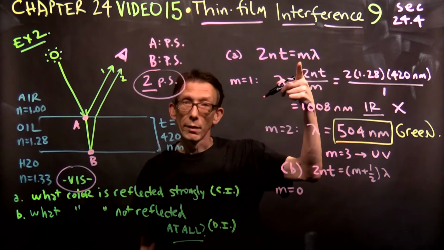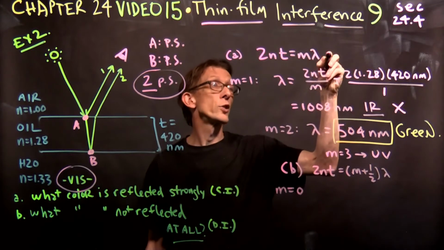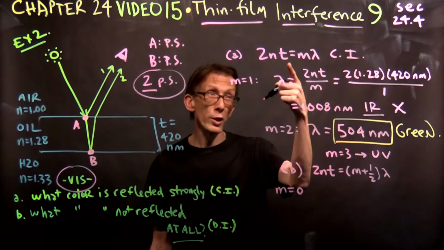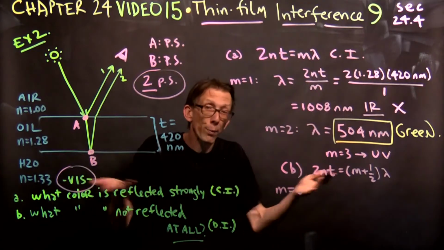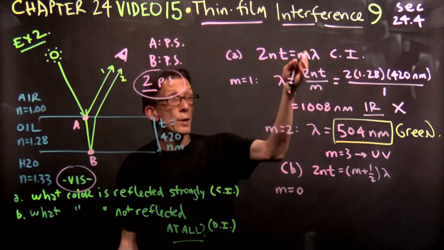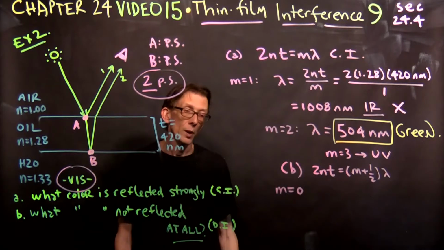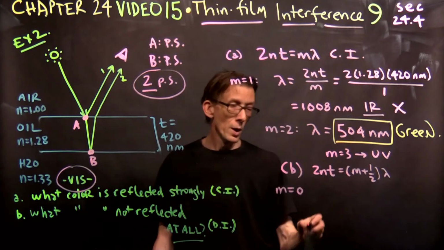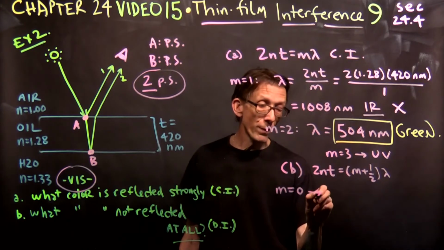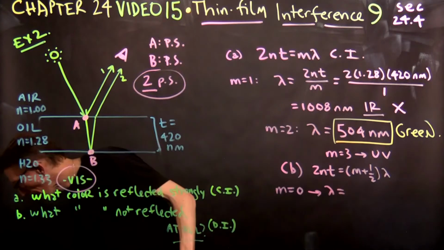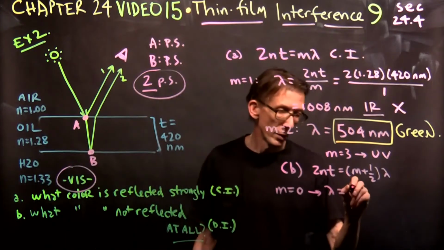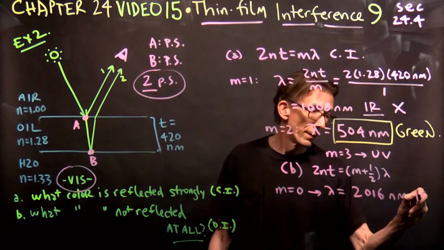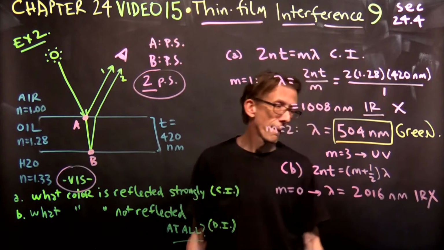This one doesn't, right? The condition for constructive interference doesn't make sense with m equals 0, because then you have 0 thickness, and you don't have a problem, right? If m is 0, then t is 0. But for this condition, m equals 0 does make sense. And so if you plug in m equals 0 and solve for lambda, you get something big. You get 2016 nanometers, which again is infrared and not visible.